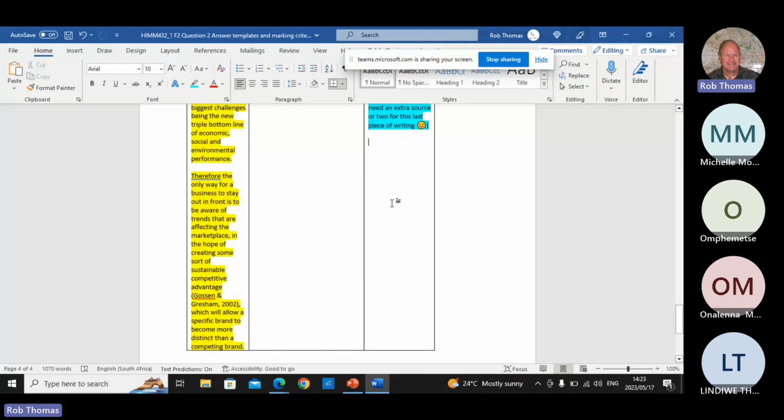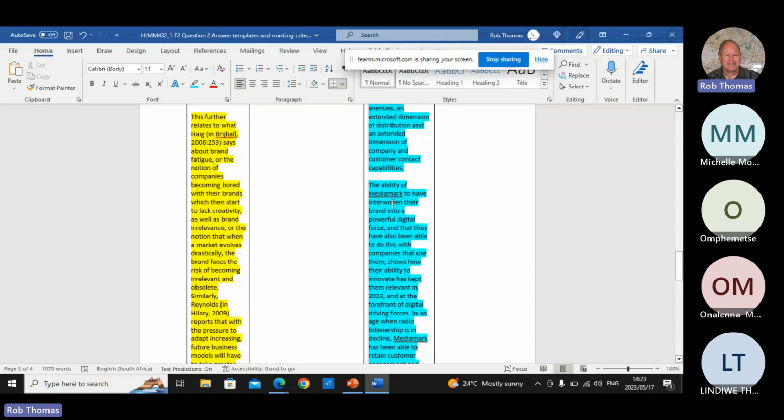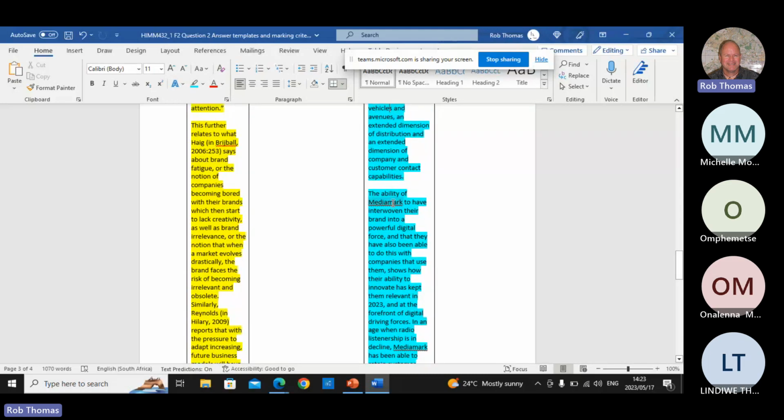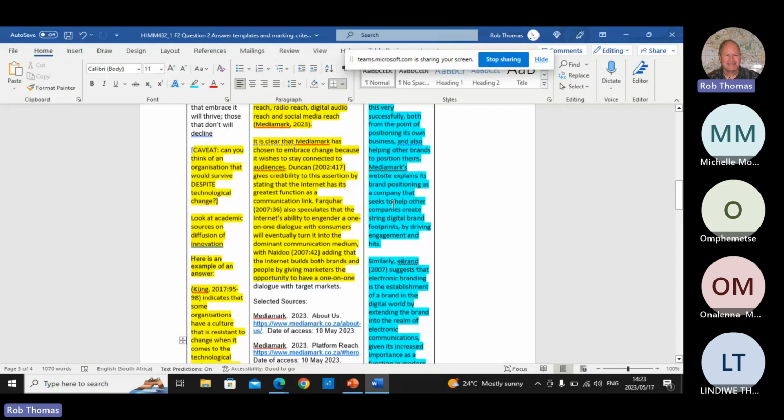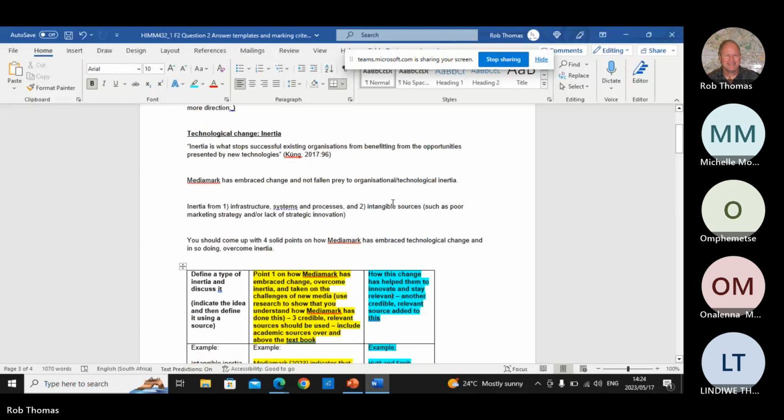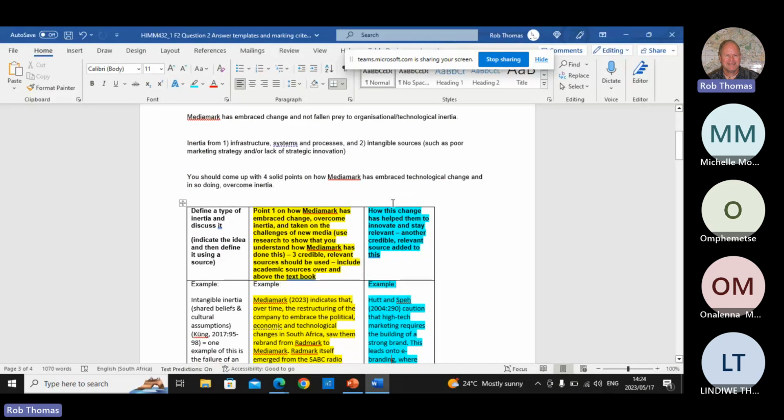Okay, so hint, you would need an extra source or two for this last piece of writing, just to let you know, to really make it a strong, robust answer. Okay, so guys, that is one example of how MediaMark is using digital change to overcome the inertia.